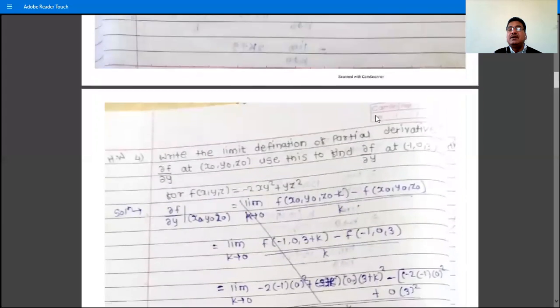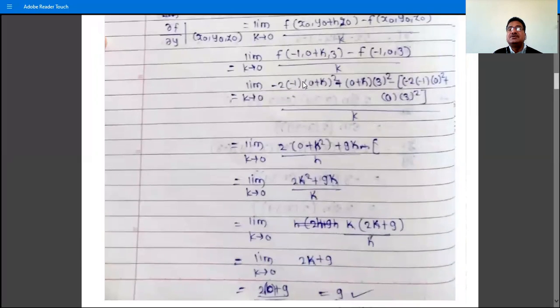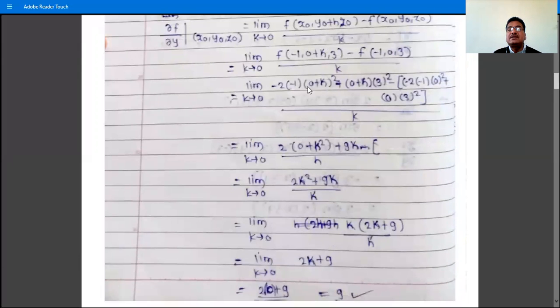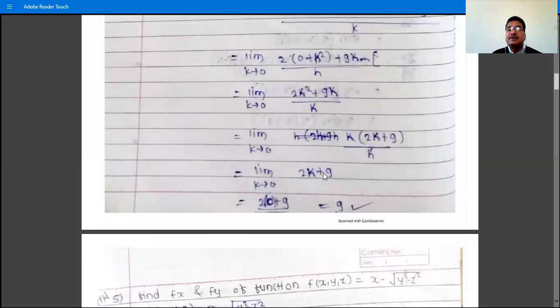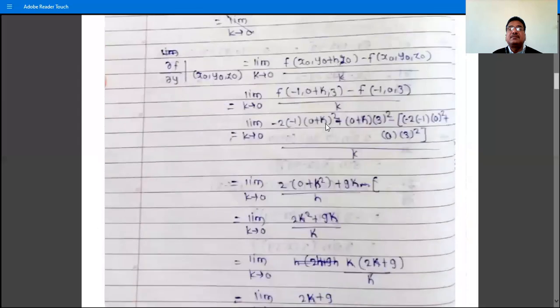x naught, y naught, z naught are given as minus 1, 0, 3. So substitute that. Then the value of this quantity by using this definition of f(x, y, z): substitute x as minus 1, y as 0 plus k, which means k, and z as 3. We have this answer. After calculation, 2k plus 9, which means 9 is the final answer for the partial derivative with respect to y.